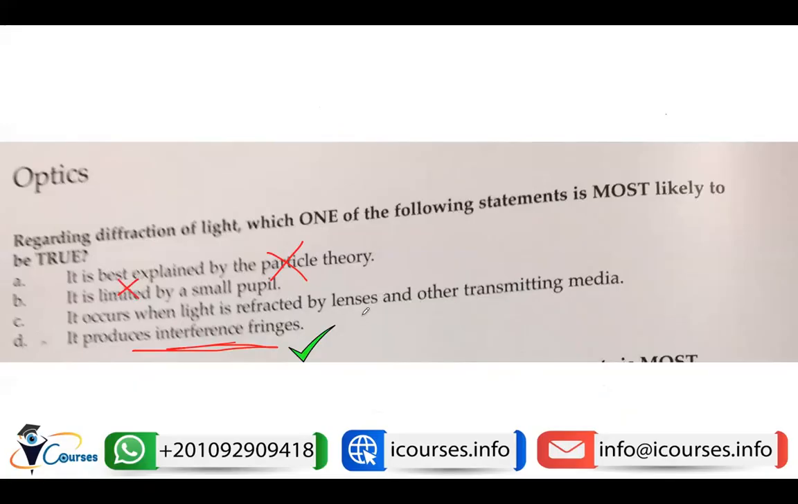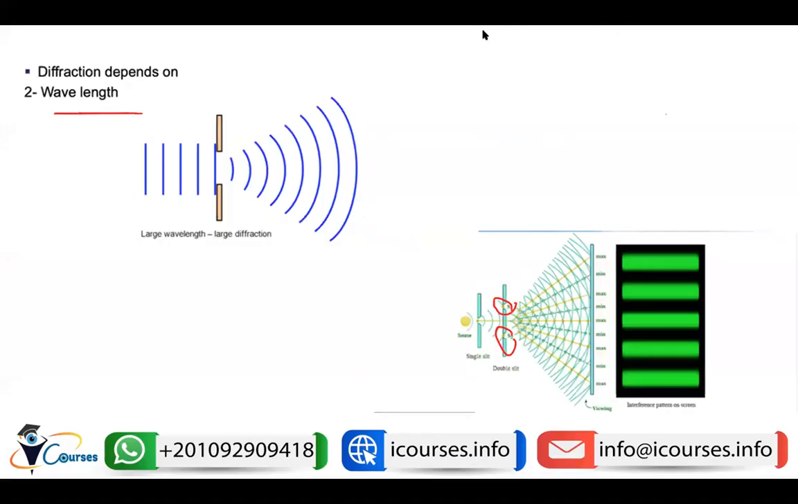Again, there is no refraction in case of diffraction, and it just produces interference fringes. As you can see in this illustration, constructive and destructive interference occur when the emergent light from both apertures meet each other, forming this interference pattern. So please read the question very carefully, because it needs only a single word to make the option wrong.